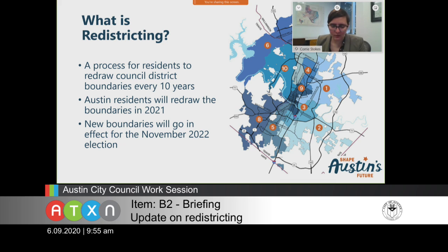We first did this when the charter was changed by voters in 2012 to move to single member districts, and we're starting it again now. As I mentioned, the idea is that there will be a redistricting process in 2021 that affects 2022 elections. Next slide, please.